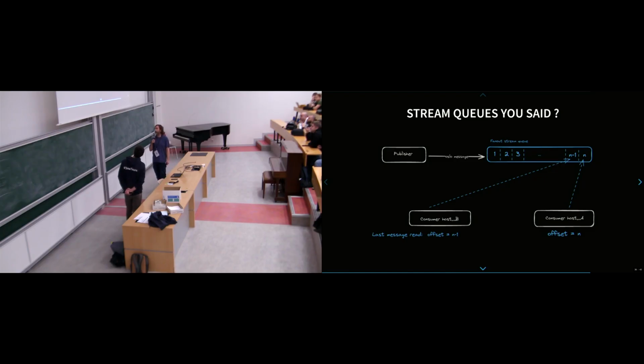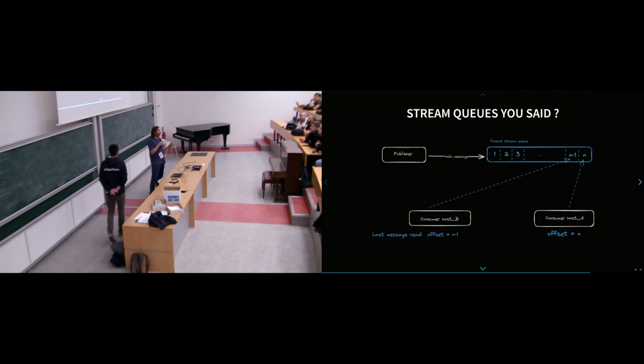A classic queue in Rabbit is dedicated to one consumer. So one consumer declares its queue and consumes messages from it. With a stream queue, there is one queue shared between n consumers. So it's a log, an append-only data structure.